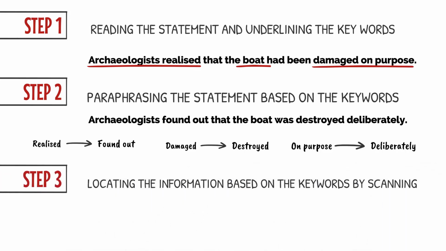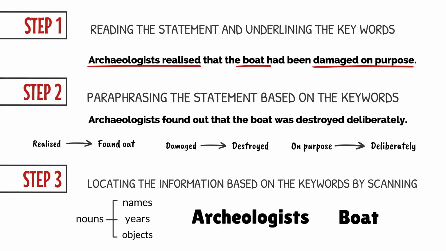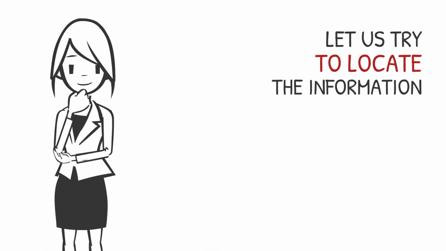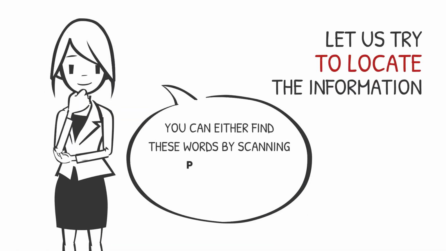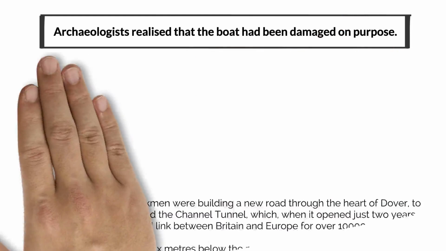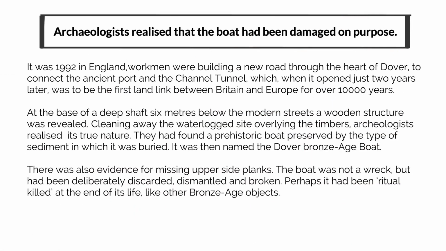Step 3. Locating the information based on the keywords by scanning. Remember, to locate the information, a good idea would be to focus on the nouns, such as names, years, or objects. With our statement, the nouns would be archaeologists and boat. Also, pay attention to the keywords you have paraphrased. Now let's try to locate the information. To do this, you can either find these words by scanning top to bottom or from right to left. Let's see if we could find information in the given paragraph.